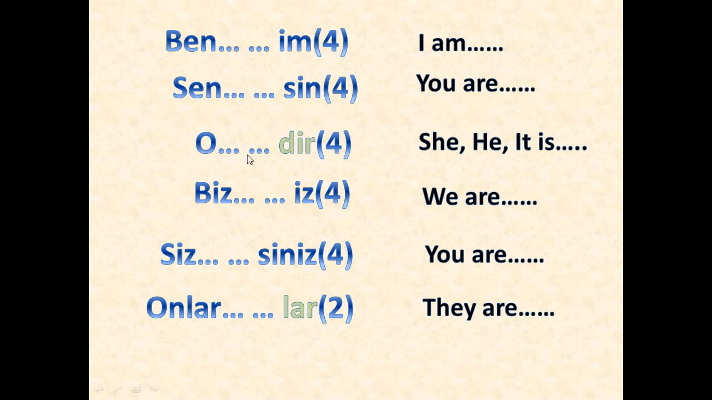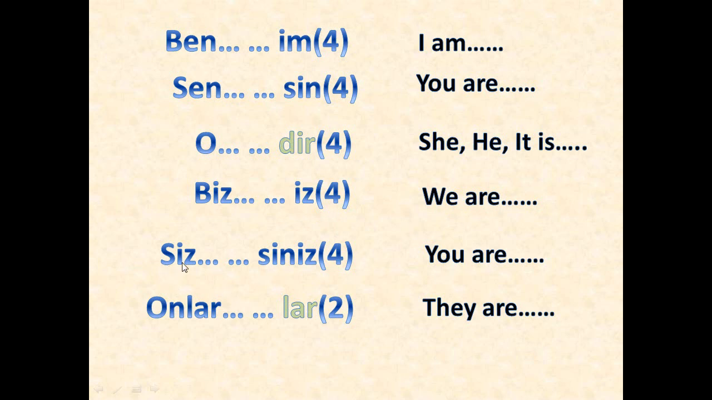We have o, blah, blah, dir, but they may not use dir. I don't know why, but they have already kind of omitted this verb, which they use sometimes, but rarely. And it may appear in four different forms, which means he, she, or it is. They use all of these three subject pronouns with this one, o. Okay, here we have biz, blah, blah, iz in four different forms, which means we are.